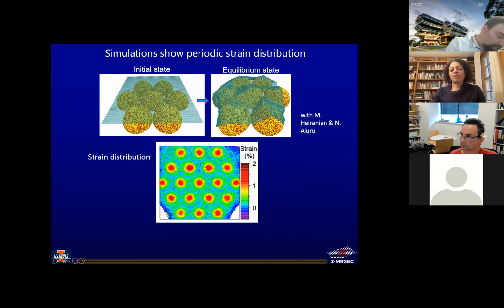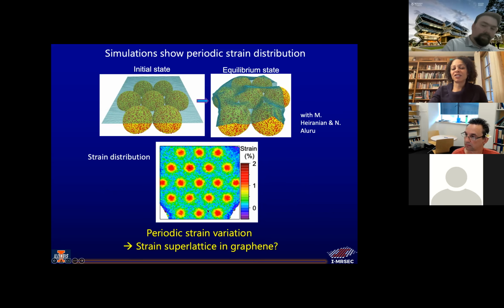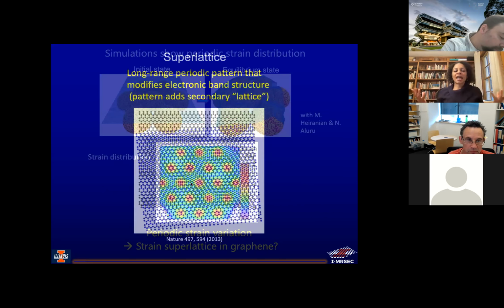We have MD simulations. We could show that we had a strain distribution that looked like it was in this lattice, where you could get up to 2% strain locally. But then as you follow the field, you think, okay, this is a lattice of strain. If we have these periodic strain variations, could we see effects of a strain superlattice in graphene? I mean, that's what this looks like, a lattice of strain on top of the graphene. And what would that look like? Okay, so superlattice.